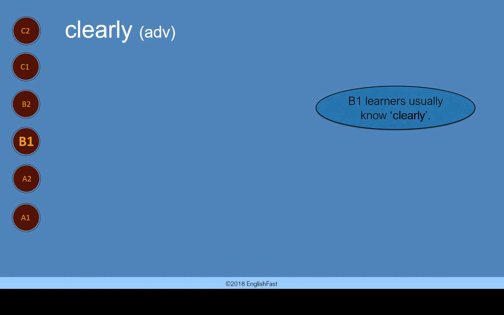Clearly. Clearly is an adverb. B1 learners usually know clearly. At B1, clearly means certain. Here are some examples.